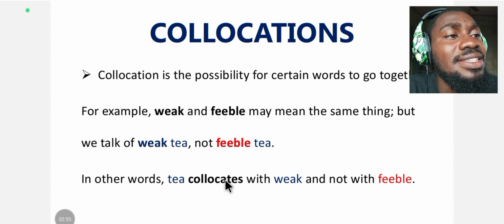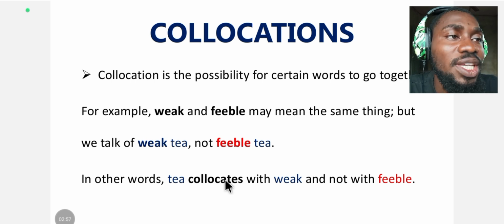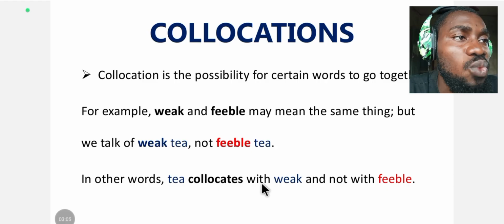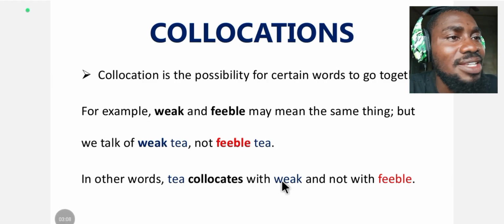There's a high tendency for tea to appear beside weak, or for weak to appear alongside tea. That's collocation. That's the illustration of collocation.